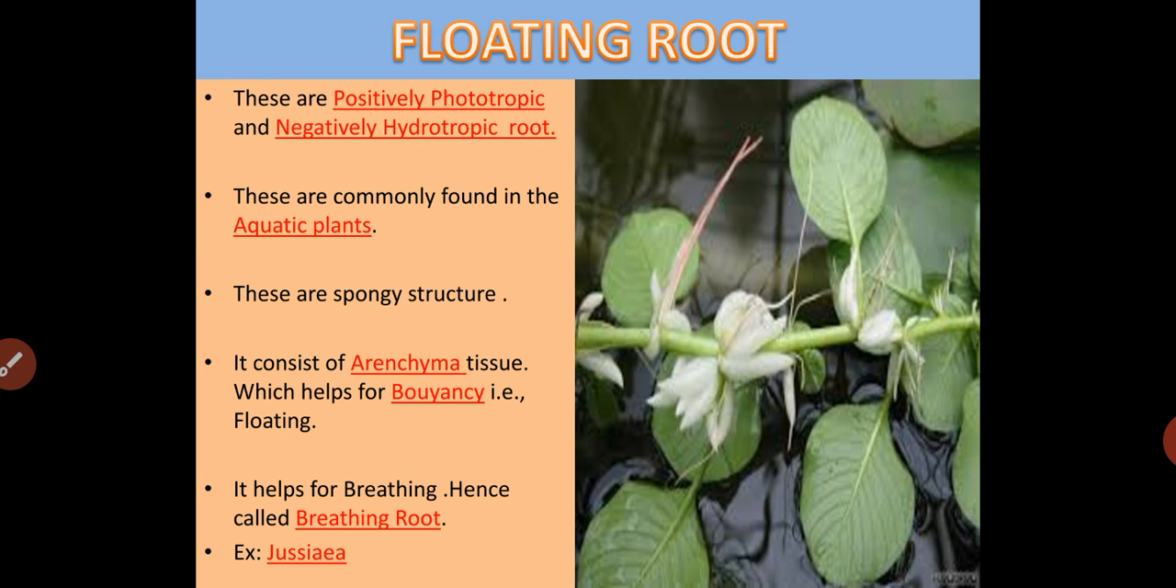Floating root is the root which is commonly seen in aquatic plants, and these roots exhibit a special condition, that is positively phototrophic and negatively hydrotrophic in nature. These roots bear parenchyma tissues which help in buoyancy, that is floating, and also help for respiration. Hence these roots are also called the breathing roots, as seen in case of Jussiaea.